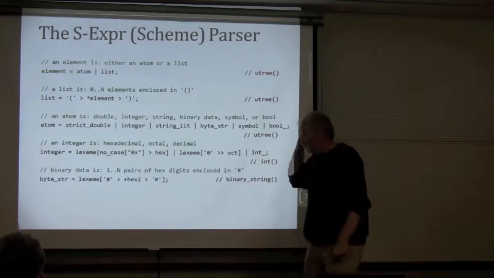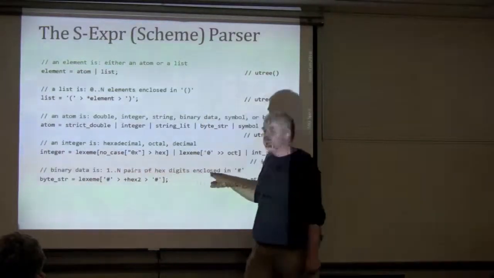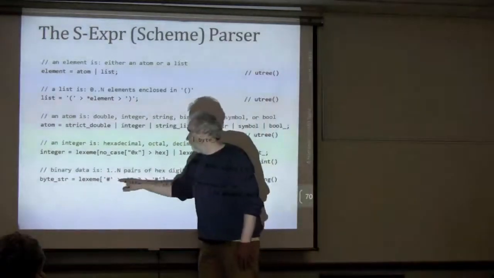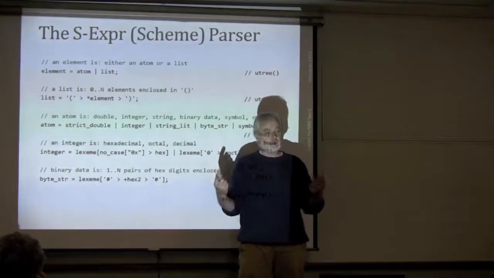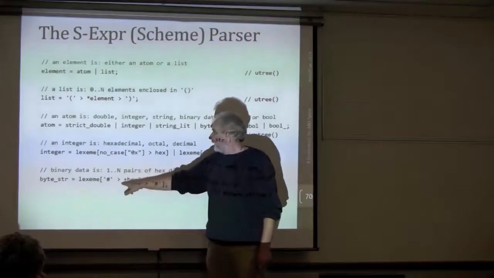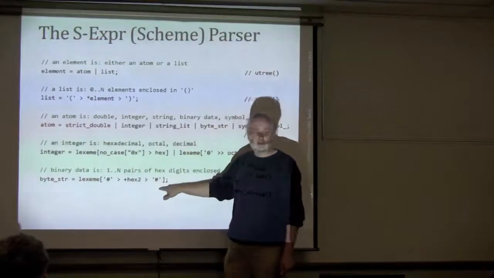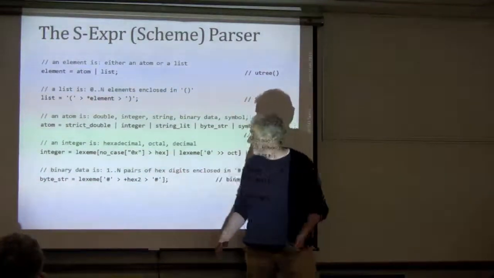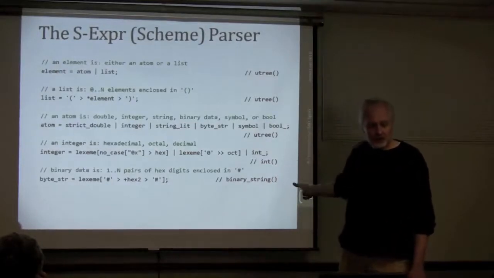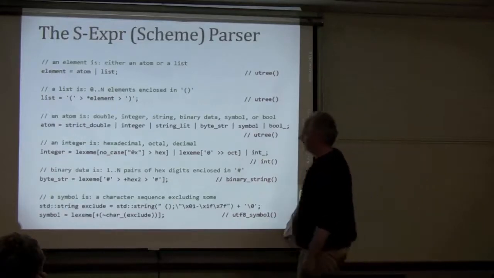Binary data, that's what we call byte string here, is 1 to n pairs of hex digits enclosed in these hash signs. Again, we use lexeme because we don't want to have spaces or other comments or stuff like that in between. So it's a hash sign which has to be followed by at least 2 hex digits and which has to be followed by another hash sign just to be matched properly. We get back a binary string, which is one of the internal data types which can be stored in a U-string.